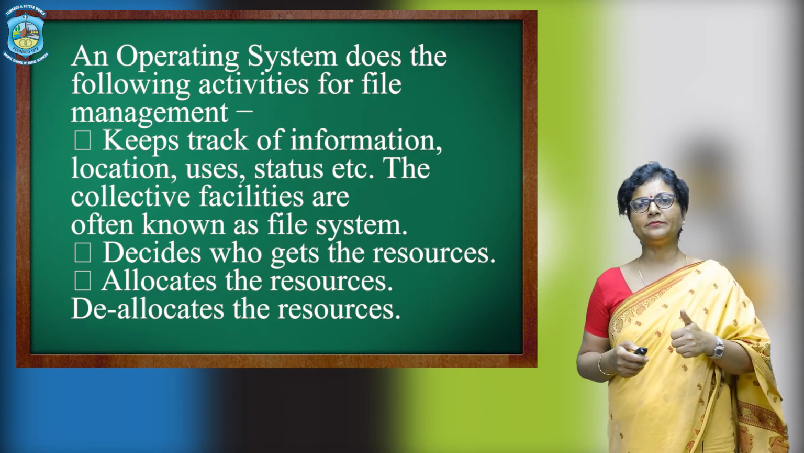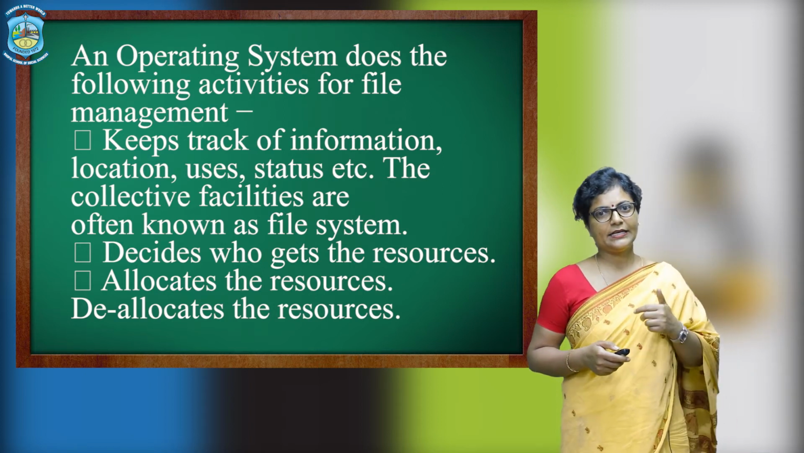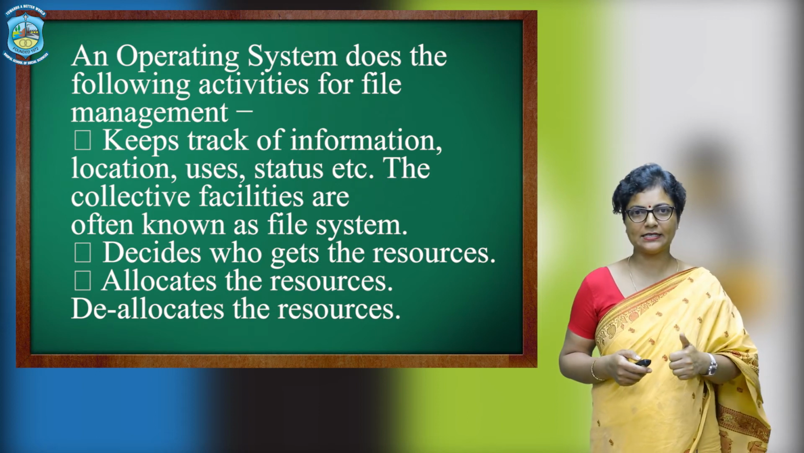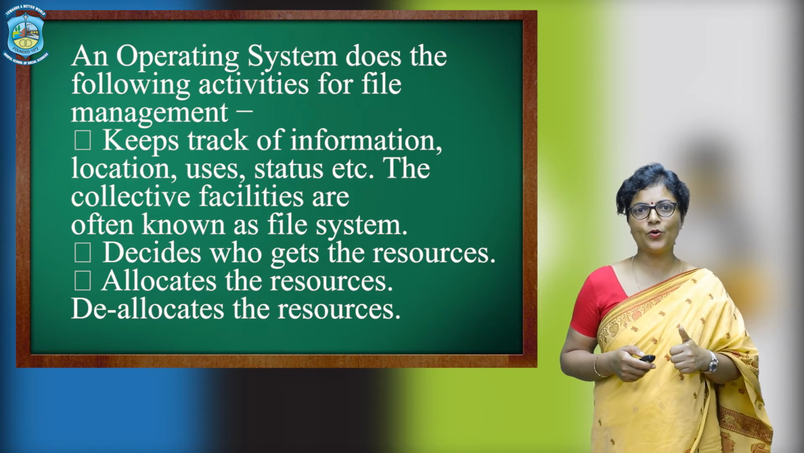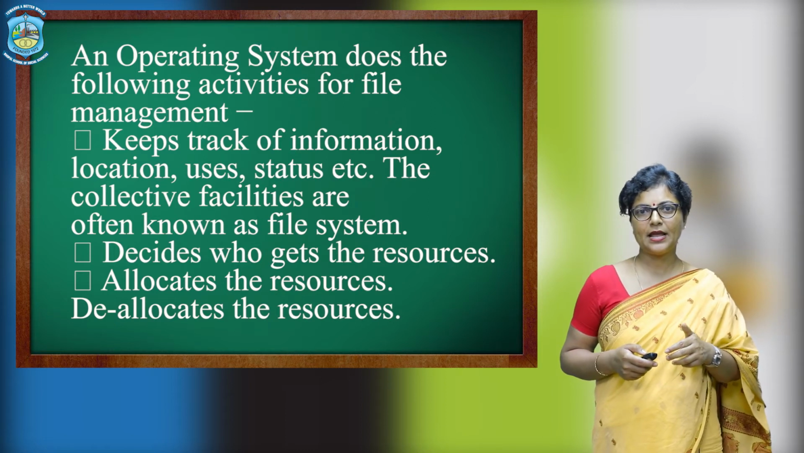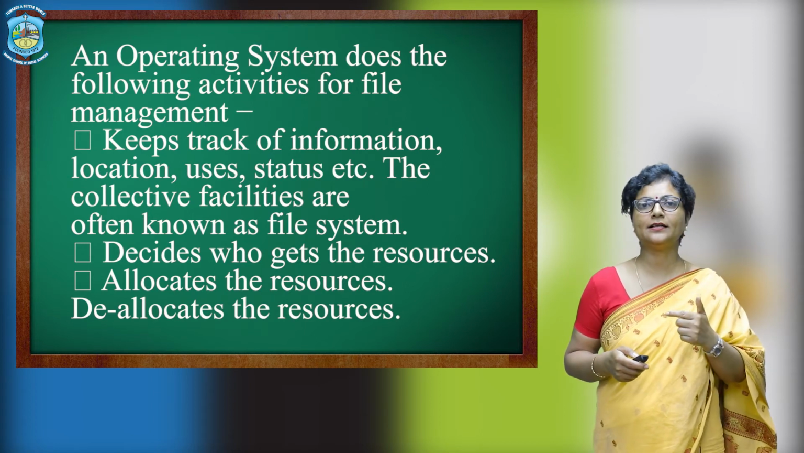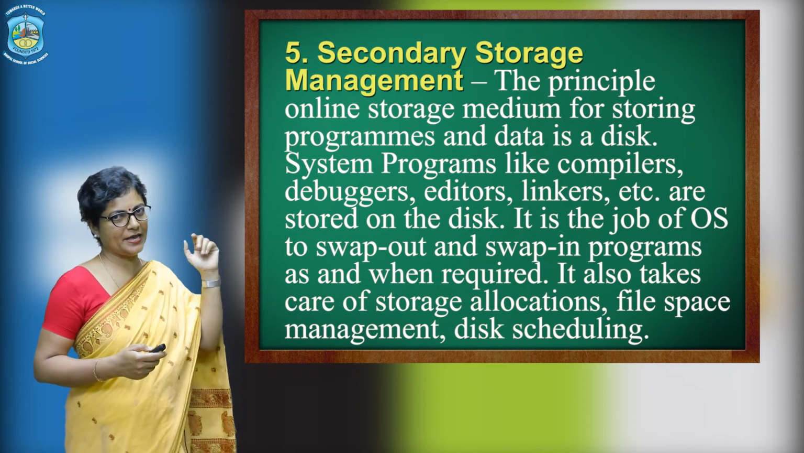An operating system does the following activities for file management: keeps track of information, location, users, status, etc. The collective facilities are often known as the file system. It decides who gets the resources, and allocates or deallocates the resources. Next is secondary storage management.